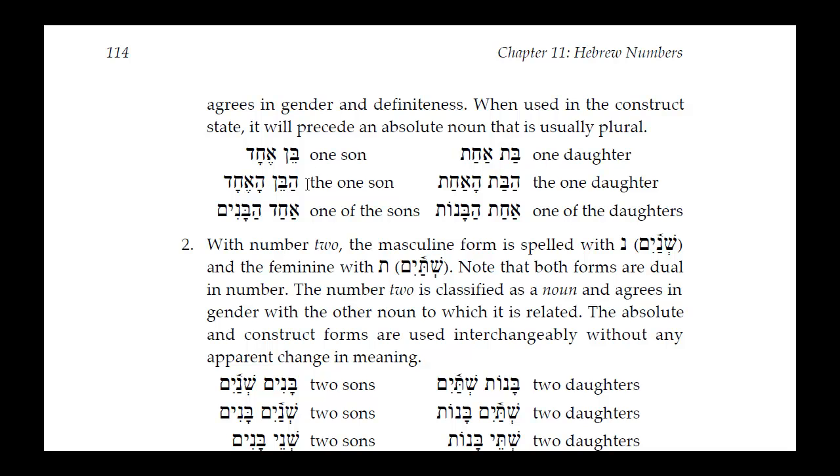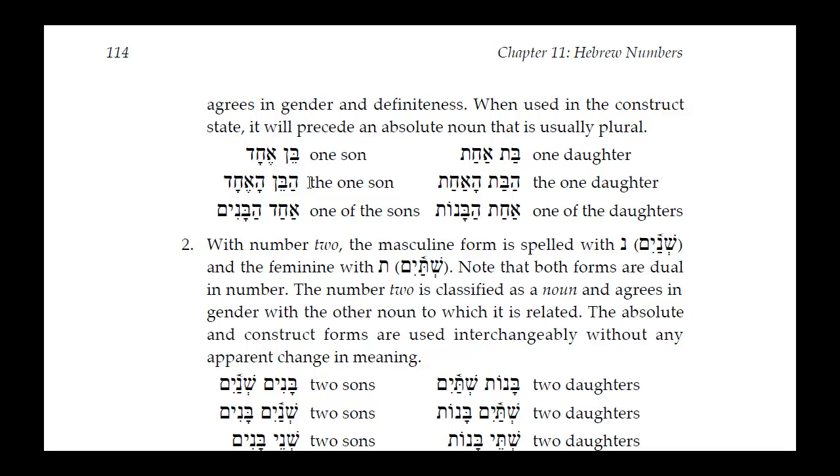If this is definite, now we have one son, Ben Echad, one son here. So the number comes after the noun that it modifies and agrees in gender and in definiteness or indefiniteness. You get the same thing with Bat Achat. The Achat agrees with Bat in gender and in indefiniteness this one time.